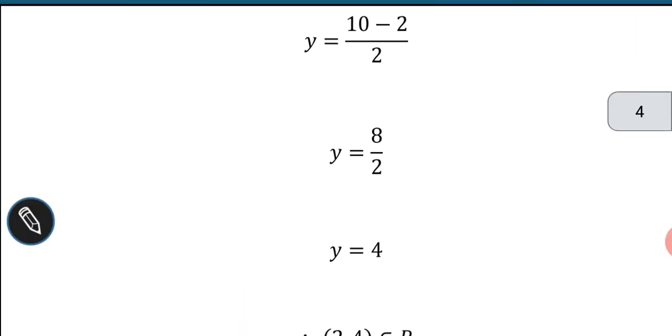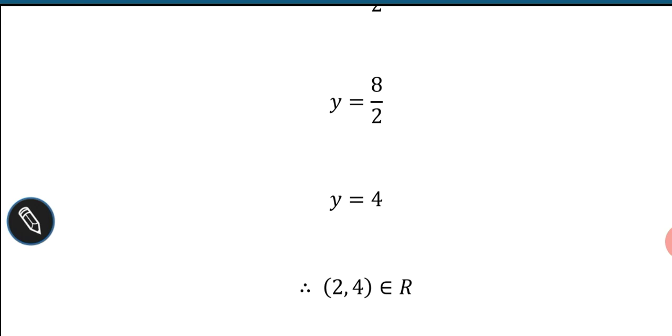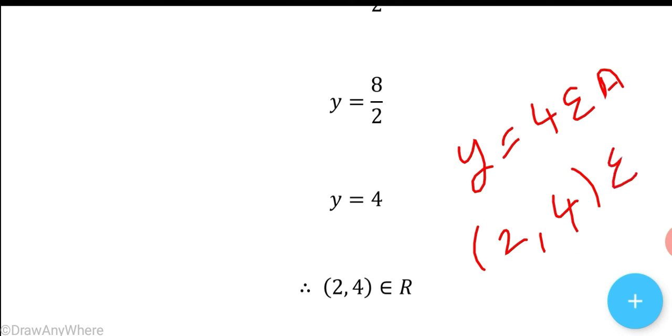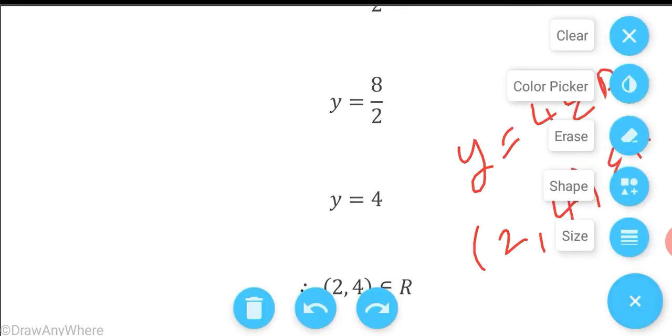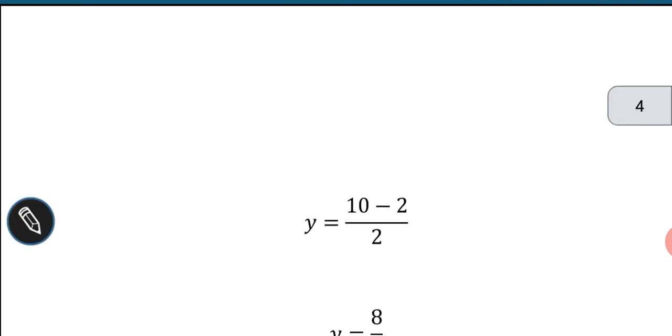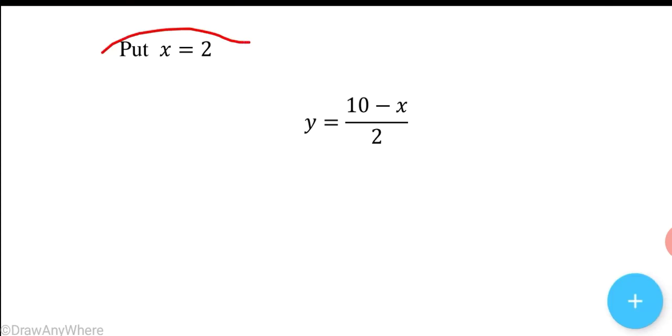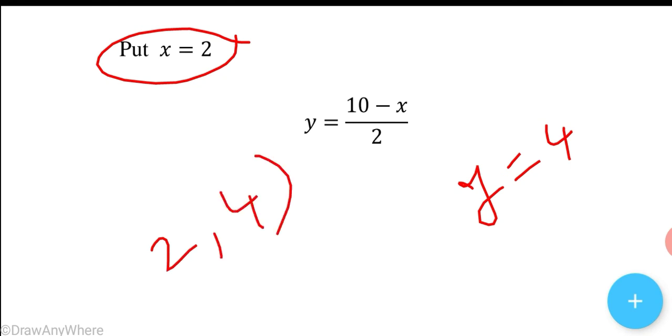Here y equal to 4 belongs to capital A. So (2, 4) belongs to capital R. So 4 is related to 2. Here the element x is 2 and y is 4, so the relation is (2, 4).